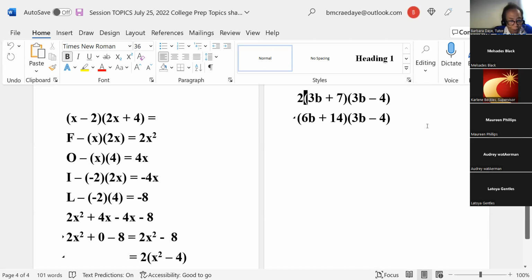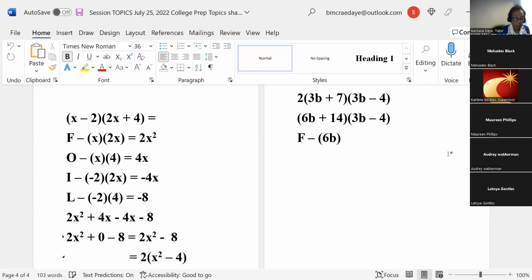Okay, now we can do our FOIL. Okay, Mercedes, you're gonna do this. That's the way I know you understand it. Okay, so tell me what to put for the first. What are the first 2 terms in both this expression and this expression? That is 6B and B.